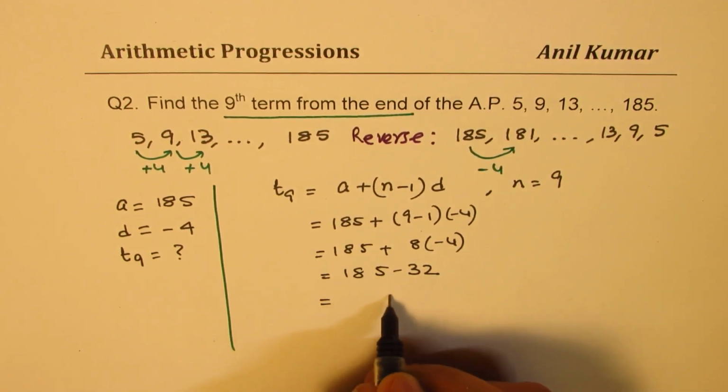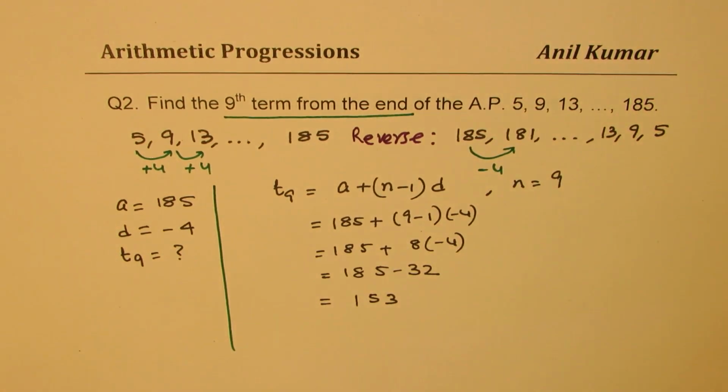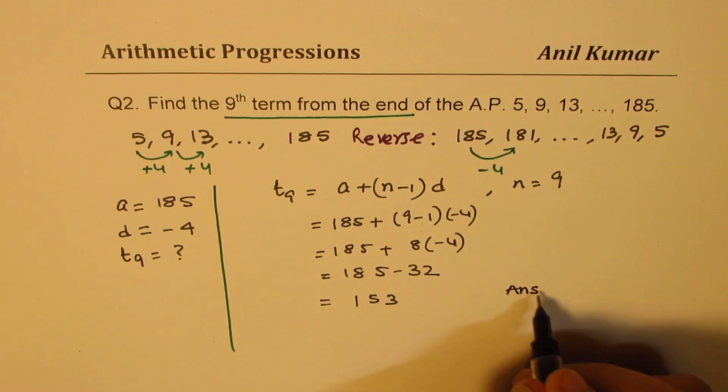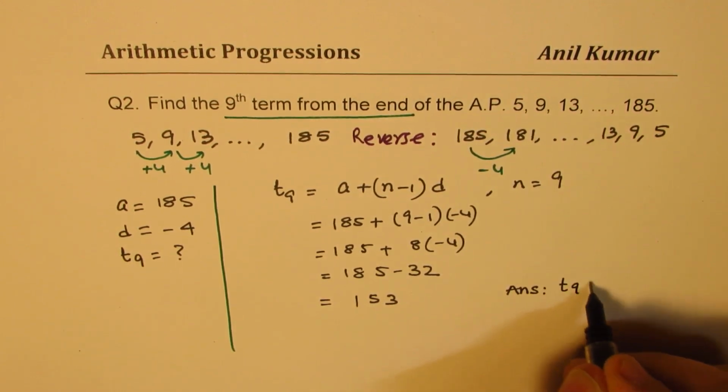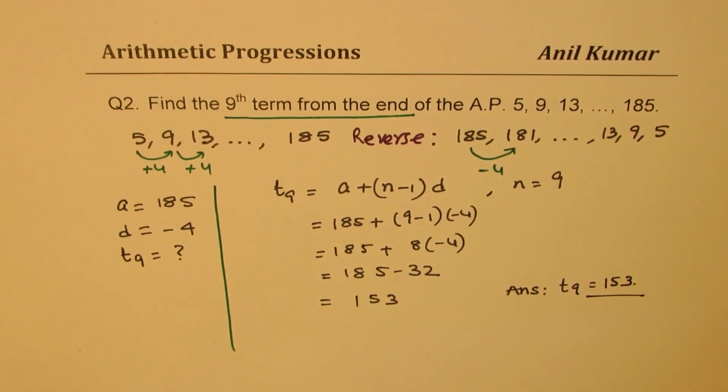So if you take away, we get 3 here and we get 5, 153 as your answer. So therefore, we have our answer as the ninth term is 153. Correct? So that is from the reverse order. So I hope that concept is absolutely clear.